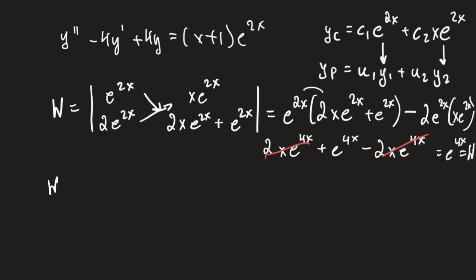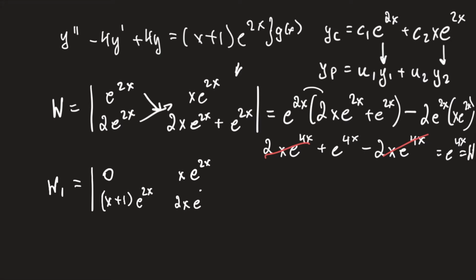Next, I need to find W1. W1 is also a 2 by 2 matrix in which the first column is replaced by 0, and then function, I'm going to call this function g of x, so the non-homogeneous part of this equation, which is x plus 1 times e to the 2x. The right column stays the same as W, which is x e to the 2x, and then 2x e to the 2x plus e to the 2x.